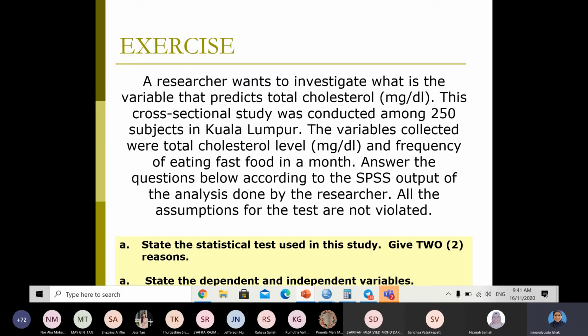All the assumptions for the test are not violated. So state the statistical test used in this study. Give 2 reasons. Can you answer and maybe you can write in the chat? State the statistical test used. Give 2 reasons. A, B. Oh, that's supposed to be B. State the dependent and independent variables. I'll give you 1 minute, or you can say it verbally if you don't want to write.